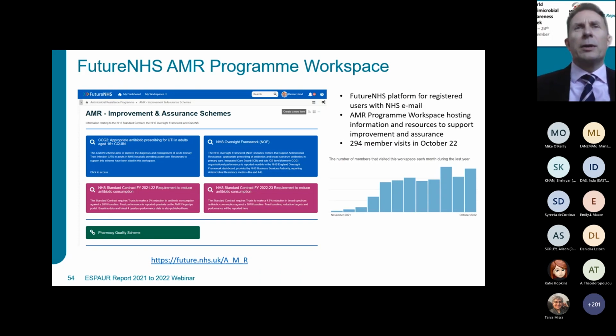I mentioned earlier that we have been using the Future NHS website to share data and to share updates on performance against improvement and assurance schemes, and resources to support those schemes. So they're all available here in the AMR program workspace in Future NHS. And as I said, it is open to any member of the NHS with an NHS email. You can see the chart on the right demonstrates the use of the workspace has increased over time from launch in November last year, and sits at the moment at around 300 site visits per month. But any further information you require on the improvement and assurance schemes will be there, as well as further detail in the ESPAUR report, of course. Thank you all for your attention.